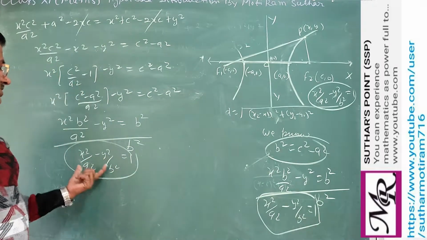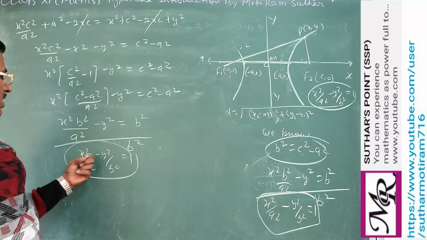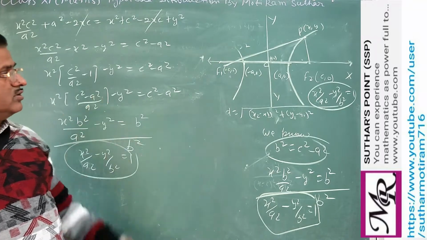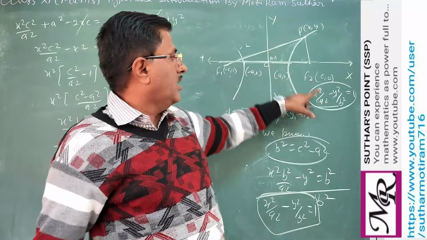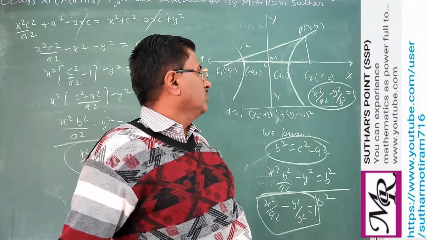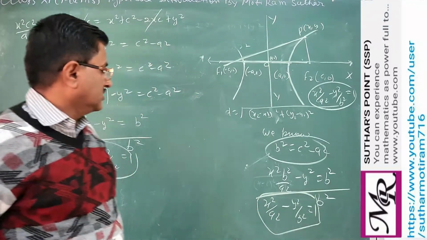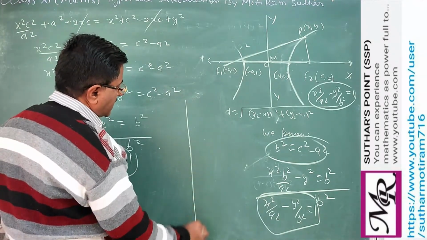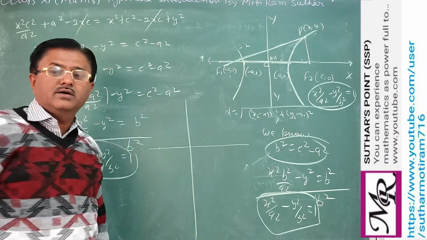So this is, dear student, the equation of the first type of the hyperbola: x square upon a square minus y square upon b square equal to 1. So for this type of hyperbola we have the equation x square upon a square minus y square upon b square equal to 1. This is the standard form of the first type of the hyperbola.